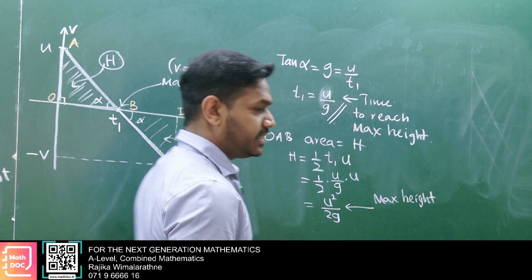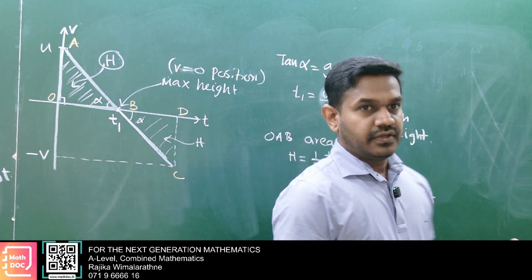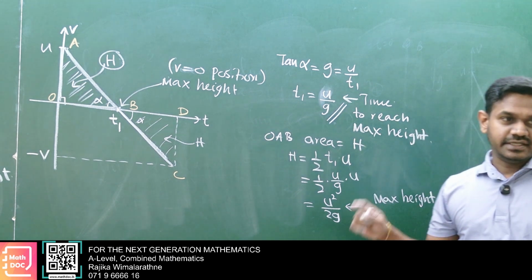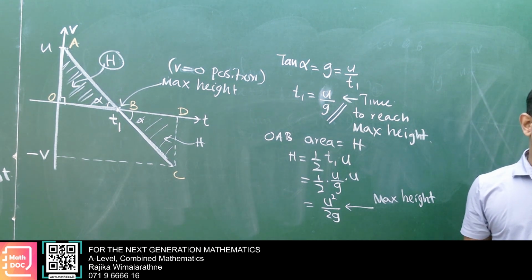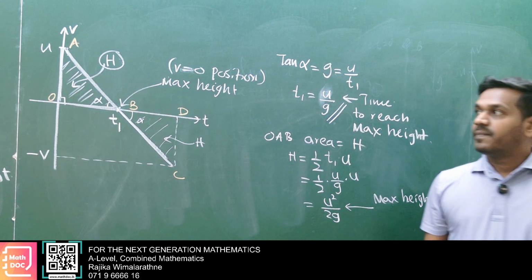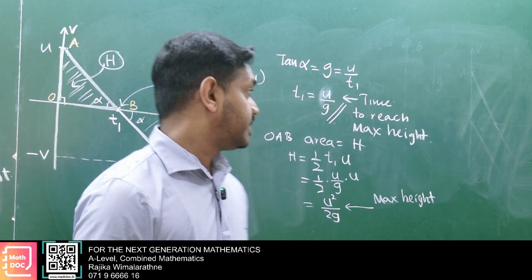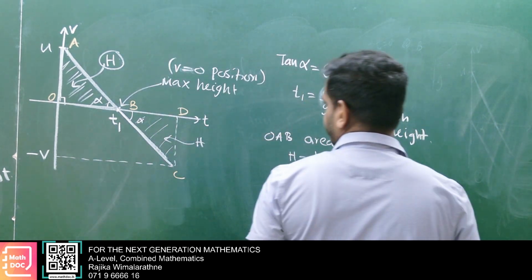When you are doing vt question, you have to remember gradient represents its acceleration or retardation, bounded area represents displacement. Okay. Now let's do this say.